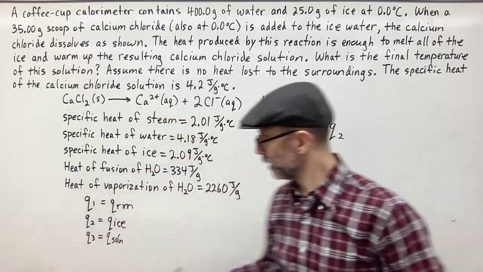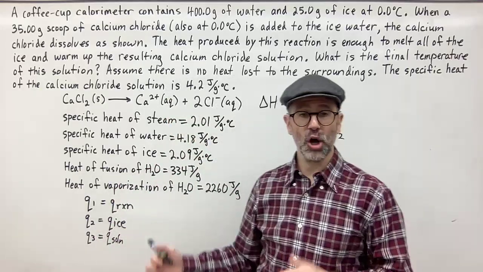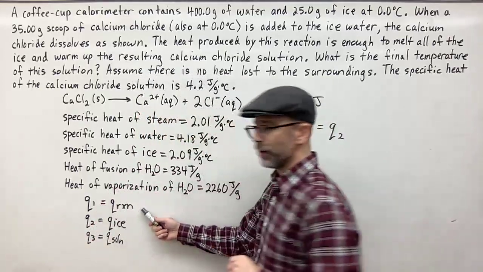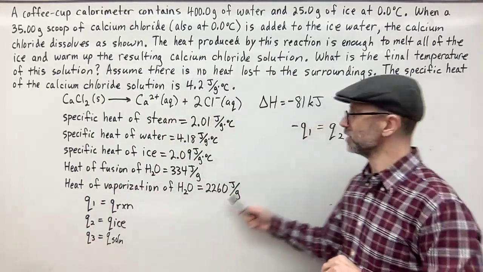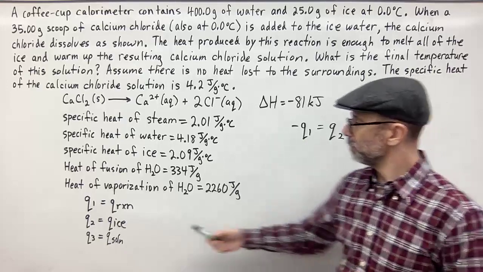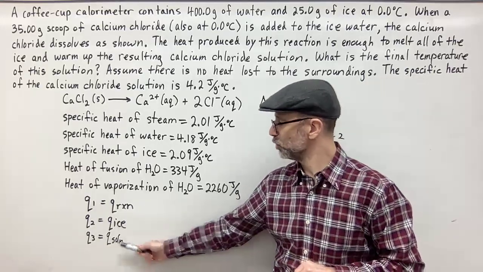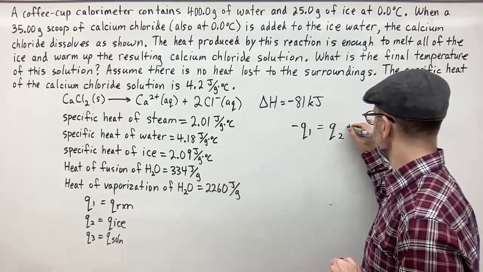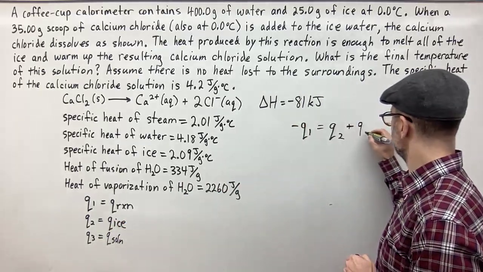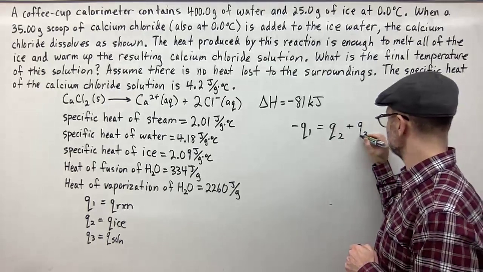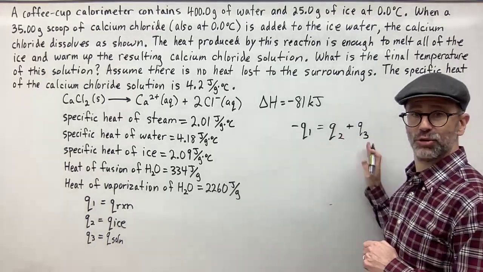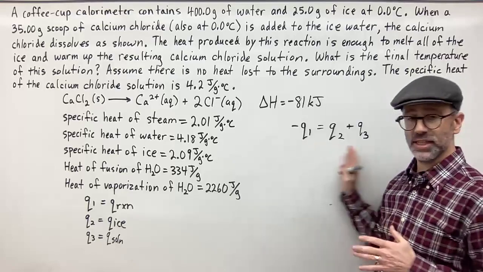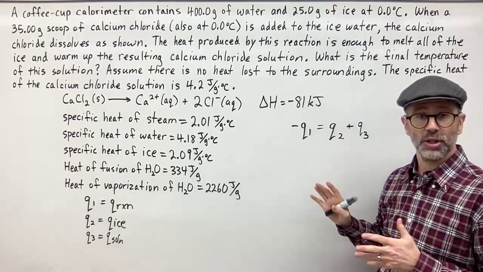However, we have three Qs. Here, the reaction is releasing heat, so that's going to be Q1. But then the Q of the ice and the Q of the solution, Q2 and Q3, are both absorbing. So in this case, we're going to have two Qs on this side, Q2 and Q3, right? And then you could use this to solve the problem.